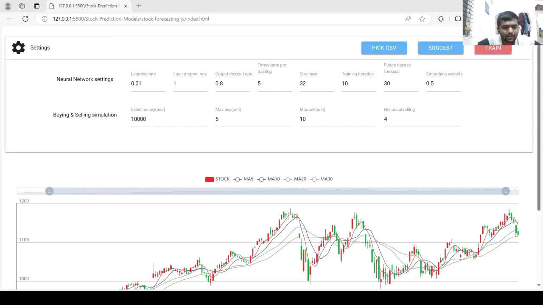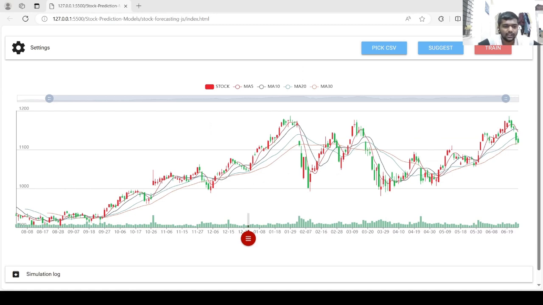So, after learning about the fundamental terms about neural networks and how they work, let's look into the execution and the output of the model. So here the model takes a CSV file, so let's upload a CSV file.